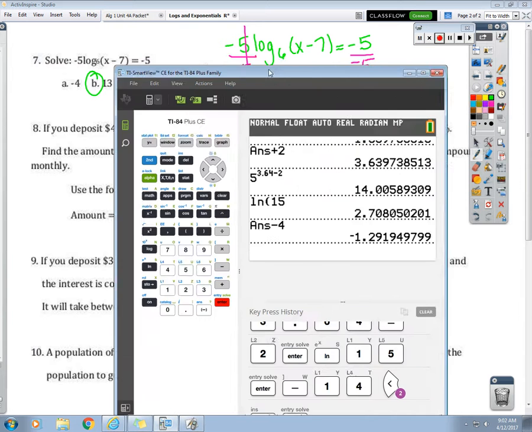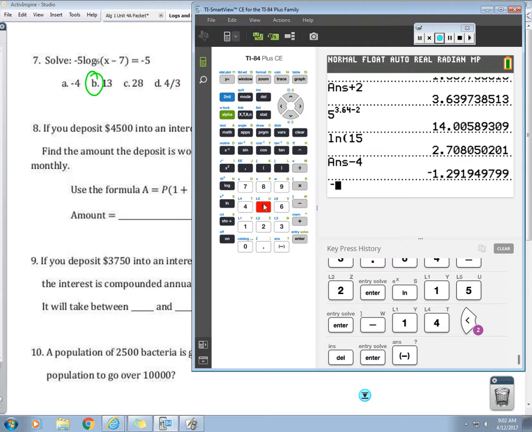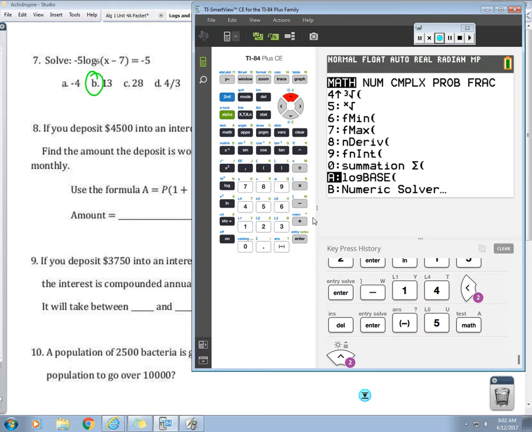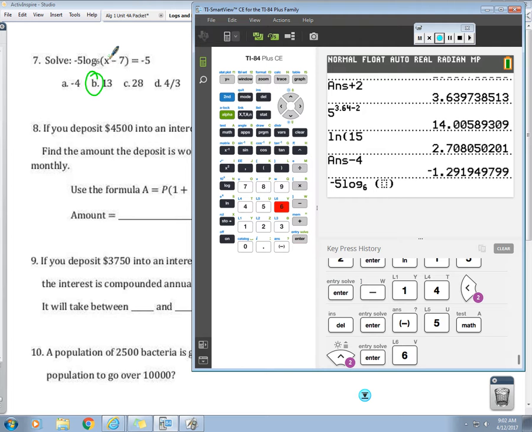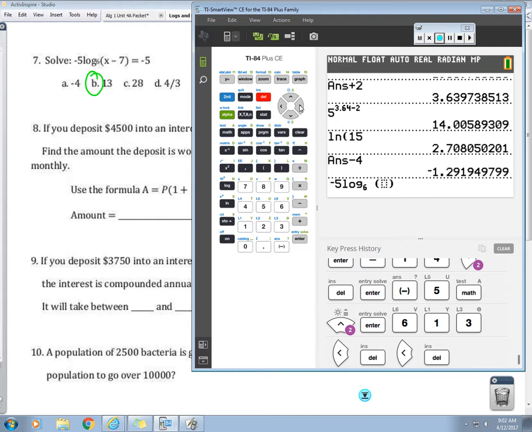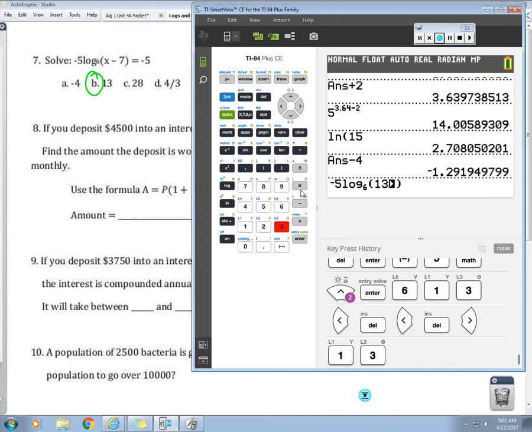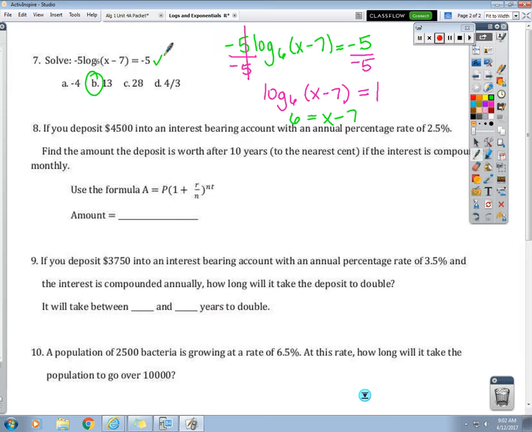Okay, and you can check it. Like if I type in -5 and then log base 6, and then inside I type in 13 minus 7. Oops. Or technically you could just type in the 6 right there, because 13 minus 7 is 6. You get -5, so that means we did it right. Okay, any questions so far?